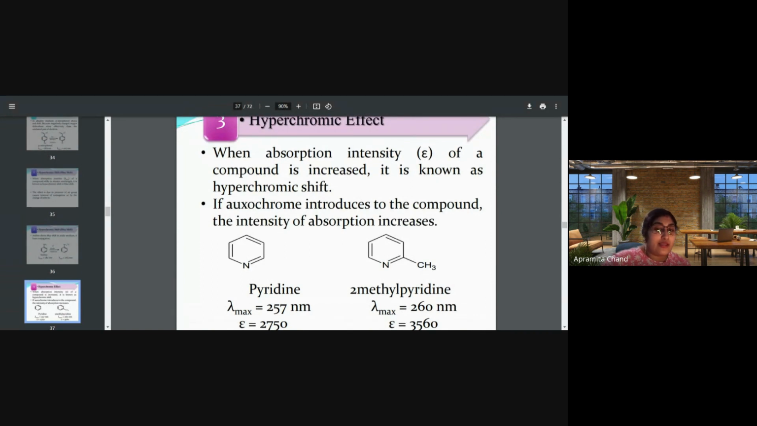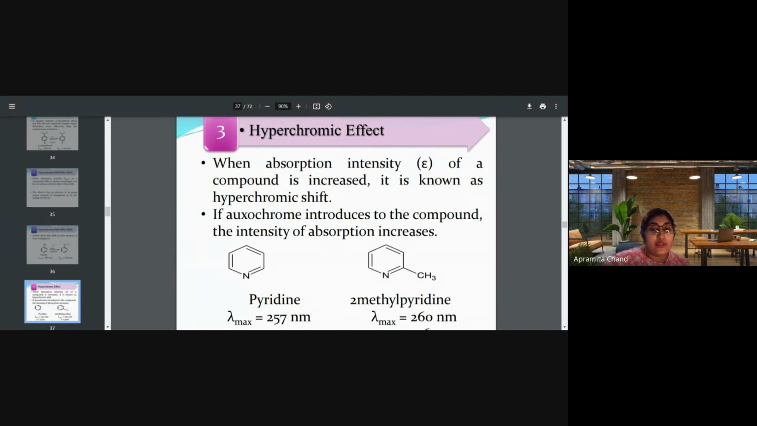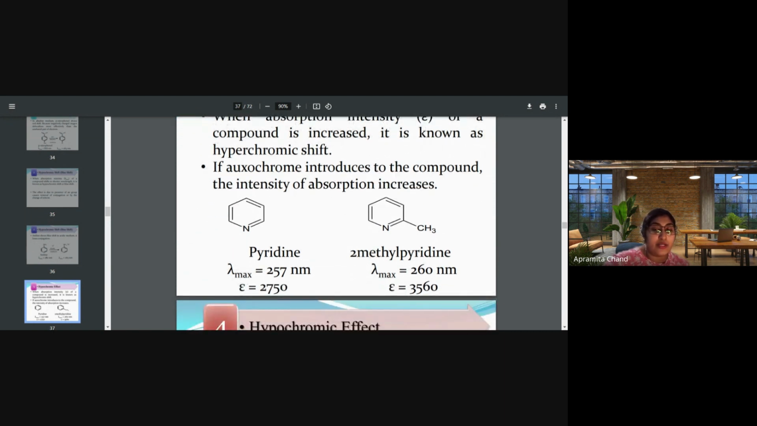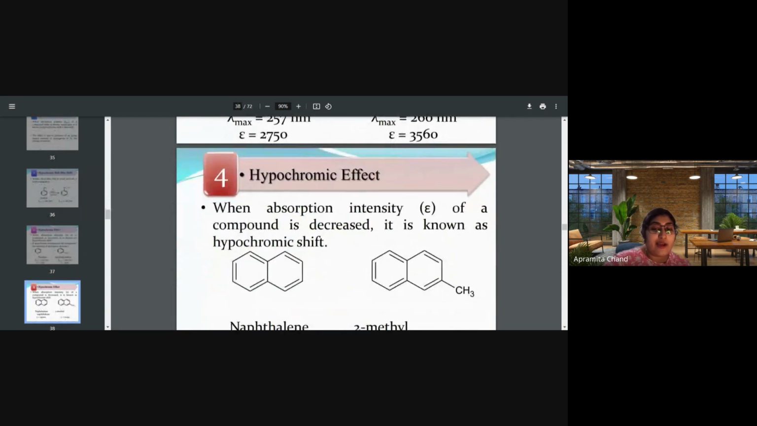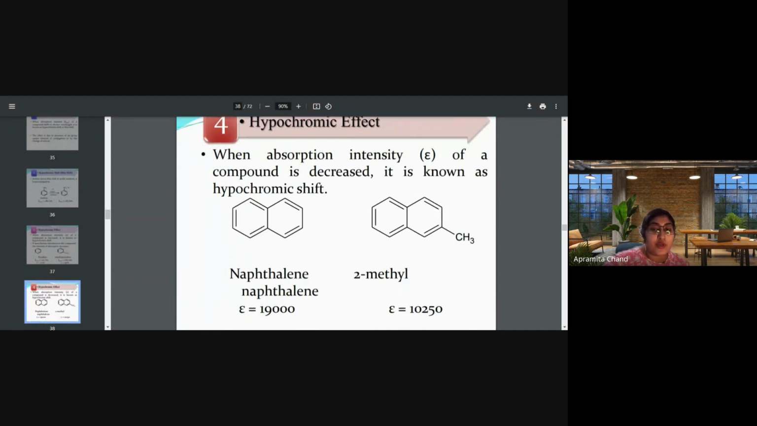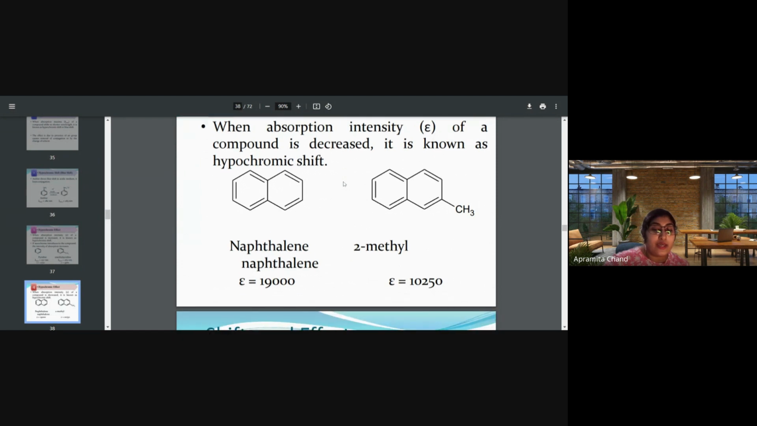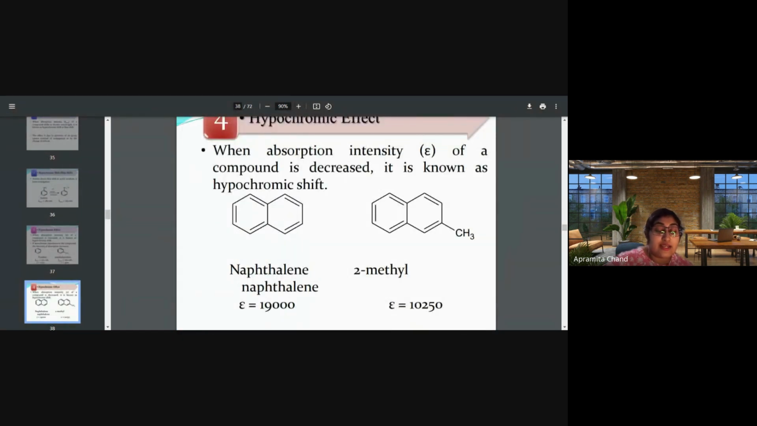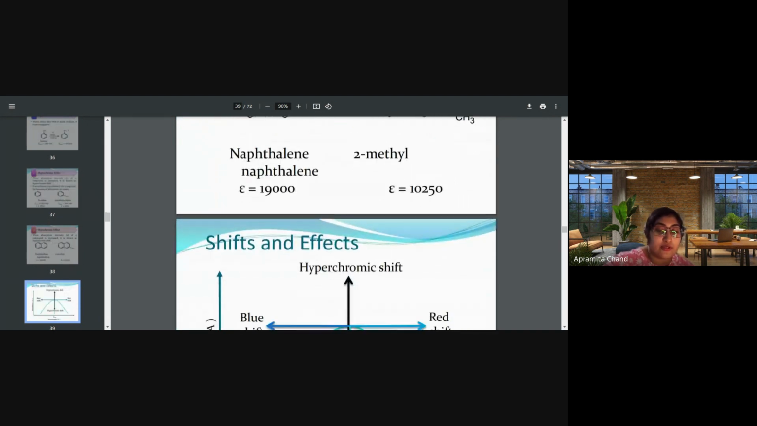Similarly, as I've already told you, intensity shifts: if the absorption intensity is increased, it is hyperchromic. For example, if you are introducing an auxochrome, then the intensity is increasing from pyridine to 2-methylpyridine. If you have hypochromic, if you are having something like this, the absorption intensity is decreasing. The absorption intensity is decreasing because the conjugation of 2 rings is decreasing, then it is a hypochromic shift. So that here the intensity is decreasing. So these are the intensity shifts.